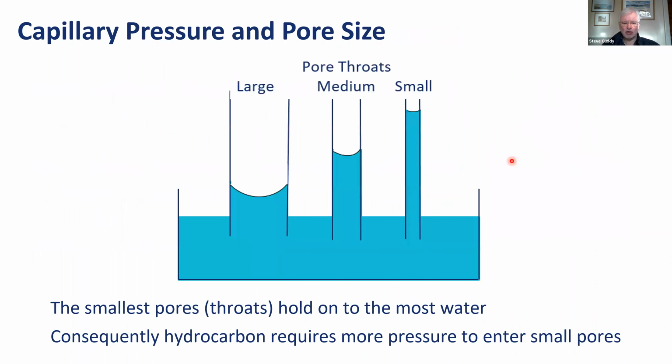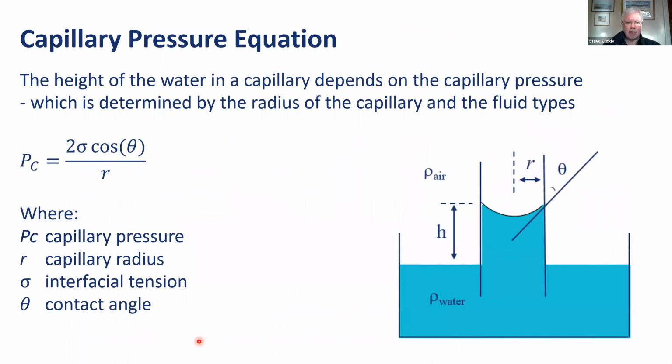And you've probably seen this as well, and that the smaller capillaries hold onto the most water and actually draw up the water more strongly than the large capillaries. So consequently, hydrocarbon requires more pressure to enter the small pores. And it is all described by the mathematics, and I won't go into this, but the capillary pressure is a function of these parameters here.